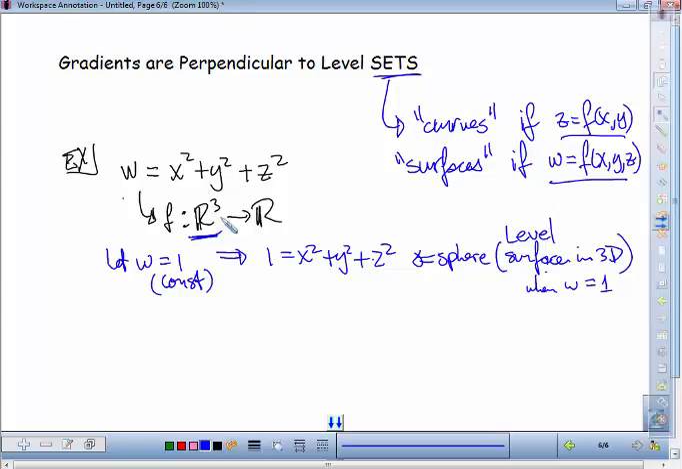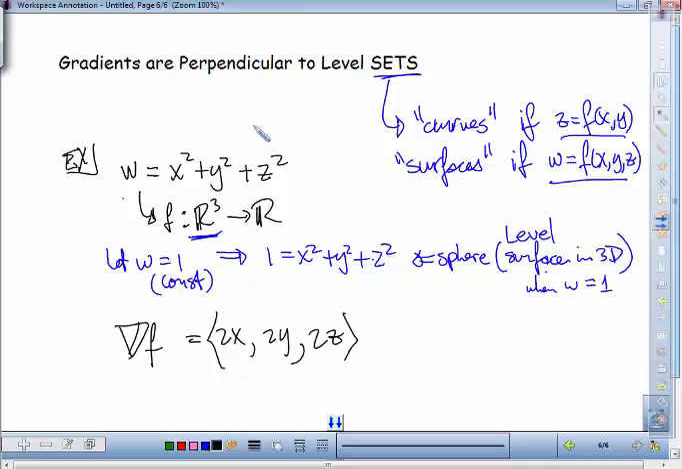Okay? And so the key thing that we're going to continue to talk about next time is that if you take the gradient of this, which is going to be (2x, 2y, 2z), I just took the derivative with respect to x, and then with respect to y, and then with respect to z, then this is your gradient.